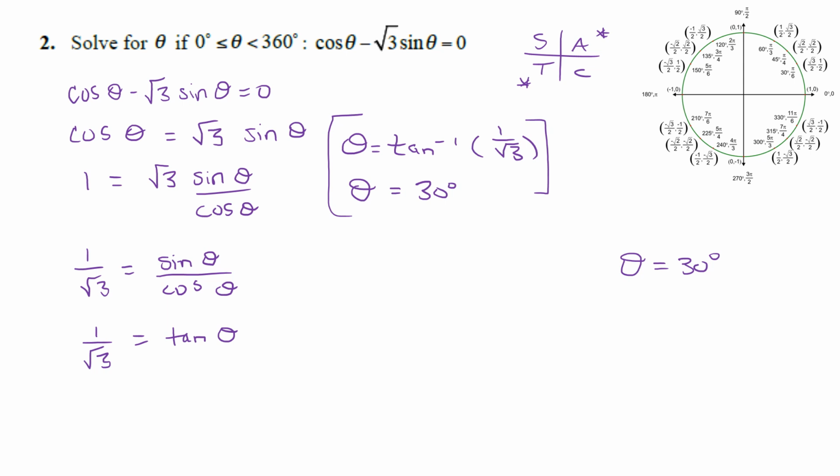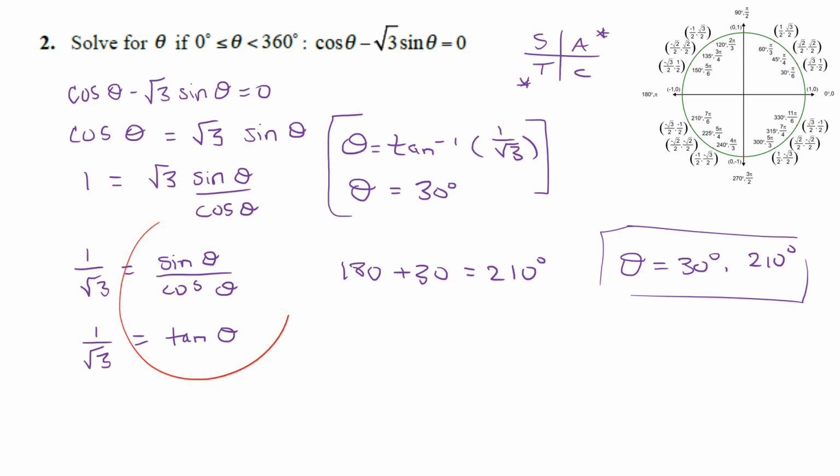But now we need to find the angle measurement in quadrant 3. So we'll take 180 degrees and add our reference angle to get 210. Okay, and so the other angle measurement will be 210 degrees. And so that gives us our solution. So we used the ratio identity here, quotient identity right here. This was the ratio identity to help solve this problem.